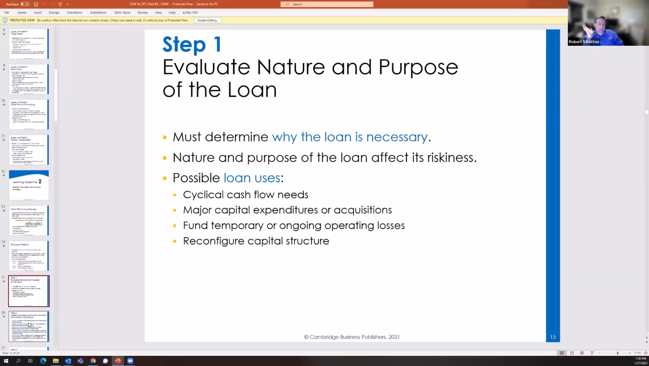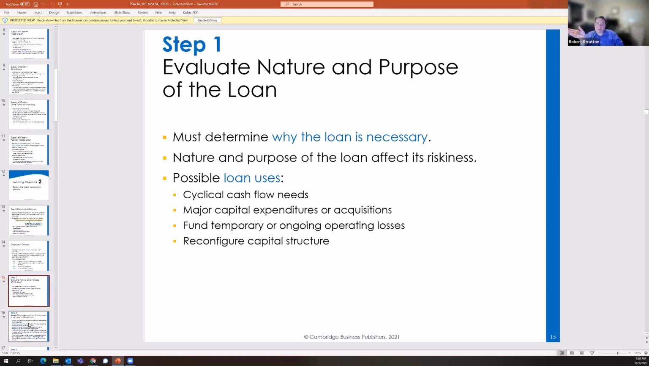You need to figure out why they're borrowing money. Why is the loan necessary? Like we talked about, there's some risky stuff and non-risky stuff. If they're borrowing money because they have so much demand and they need to stock up on inventory, or add a wing onto their factory, that's pretty safe. If it's because they've had year after year of losses, they're running out of cash reserves and they can't make payroll, you need to know that.